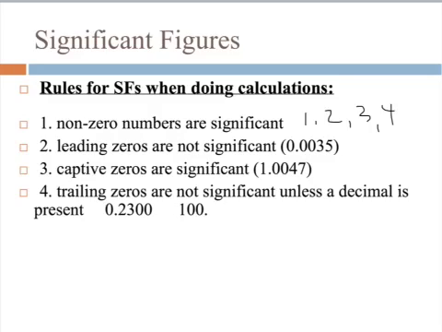Second rule. Leading zeros are not significant. Leading zeros are the zeros that come in the beginning, as seen here, of a measurement. These digits are not significant. They're placeholders. We can't get rid of them. So they have a purpose, but in our measurement, they're not significant when it comes to reporting which digits are significant.